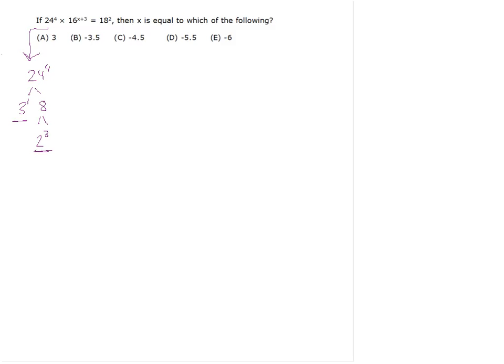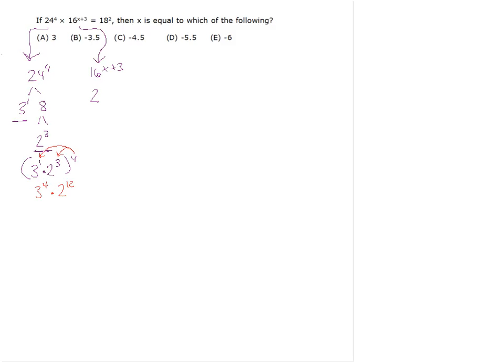Now, remember, it's not just 3 to the 1 and 2 to the 3rd. It's 3 to the 1 times 2 to the 3rd, all to the 4th power. Using the 3rd rule, we have to distribute the 4 into the parentheses. That gives us 3 to the 4 times 2 to the 12. And then we leave that alone and move on to the next value, 16. Well, 16, as we know, breaks down to 2 to the 4th power.